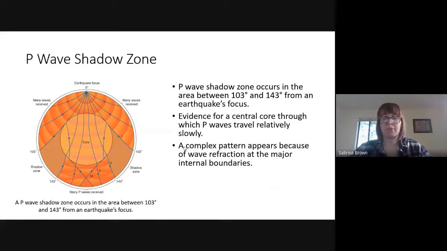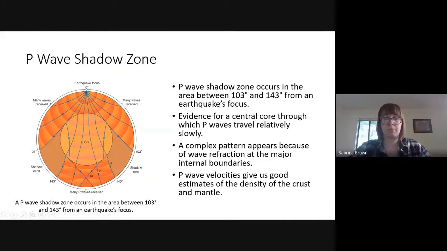So we can get this complex pattern because there's lots of refraction happening inside of the Earth to these P waves. But we can use our S-wave shadow zone and our P-wave shadow zone to infer that we have a solid inner core and a liquid outer core. And then from how P-wave velocities change through Earth's interior, we can calculate the density of the crust and the mantle as well, right? So we can understand the core, mantle, and the crust from these seismic waves.